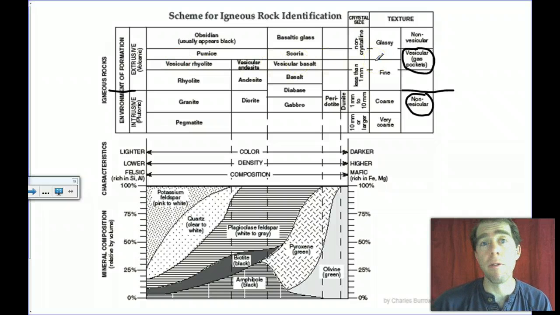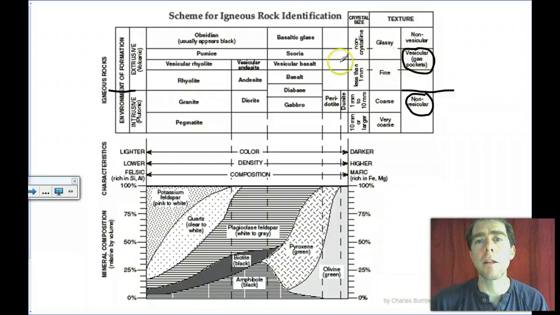One of those two rows. Those are the only ones that have vesicular texture. And the difference is just that these pumice and scoria are glassy but have gas bubbles. Vesicular rhyolite, andesite, vesicular andesite, and vesicular basalt are fine texture. They're not glassy. You can see the crystals, but they have gas pockets. So those are the two defining characteristics of the vesicular rocks.